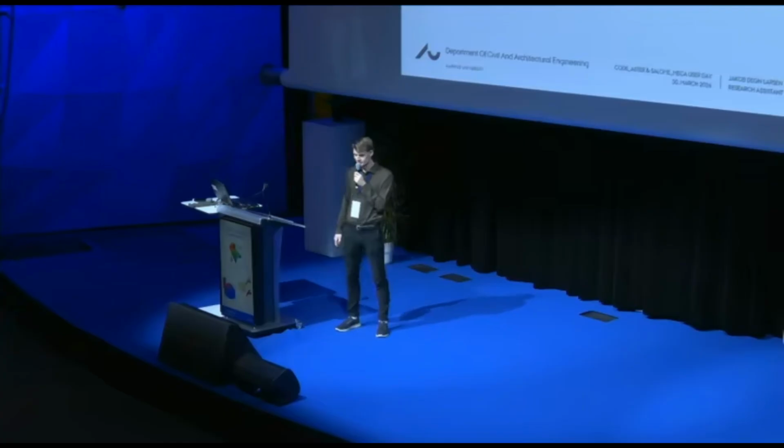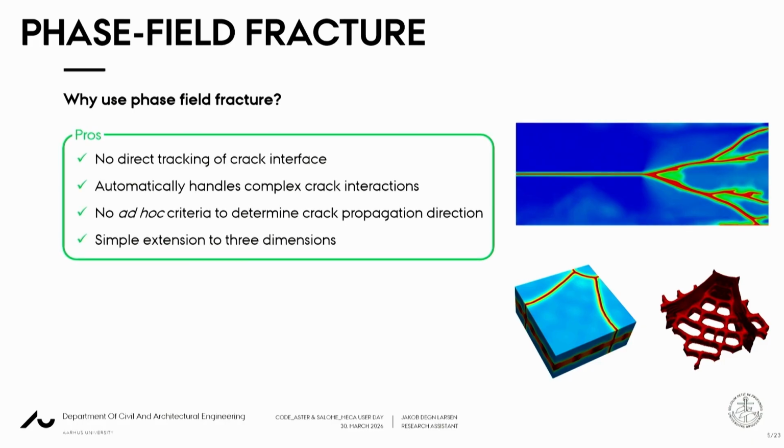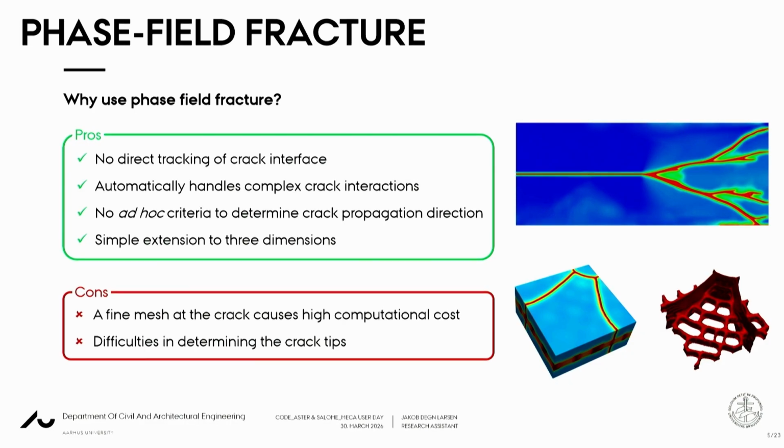Why should we use phase field fracture? There are some advantages. I've listed some of them. The main advantage is that we have an implicit crack representation. So that means we do not need to explicitly track the cracked interfaces. And also it has a very simple extension into 3 dimensions. We can handle complex fractures such as cracks branching or merging quite easily. Of course, there are also some downsides to phase field fracture, mainly that we need a fine mesh to resolve the crack, which can cause a high computational cost.